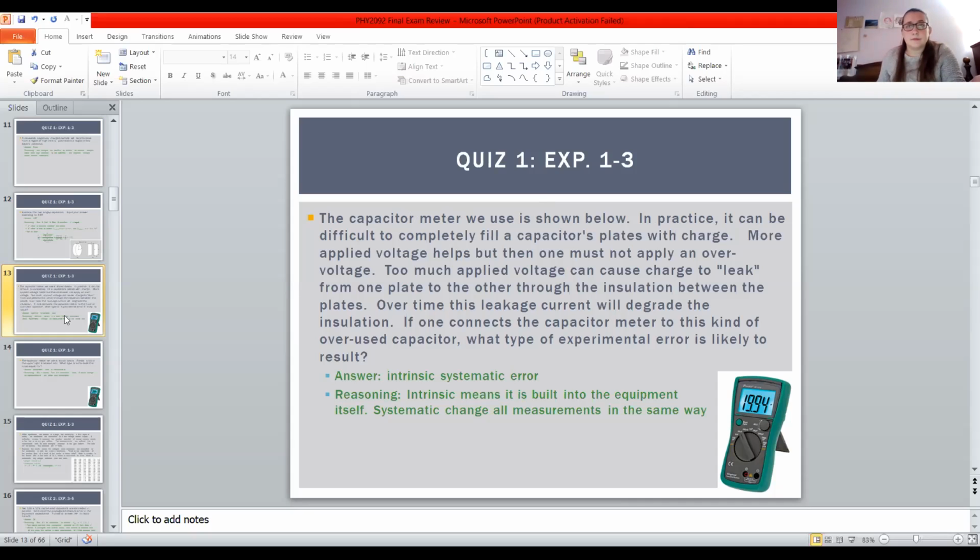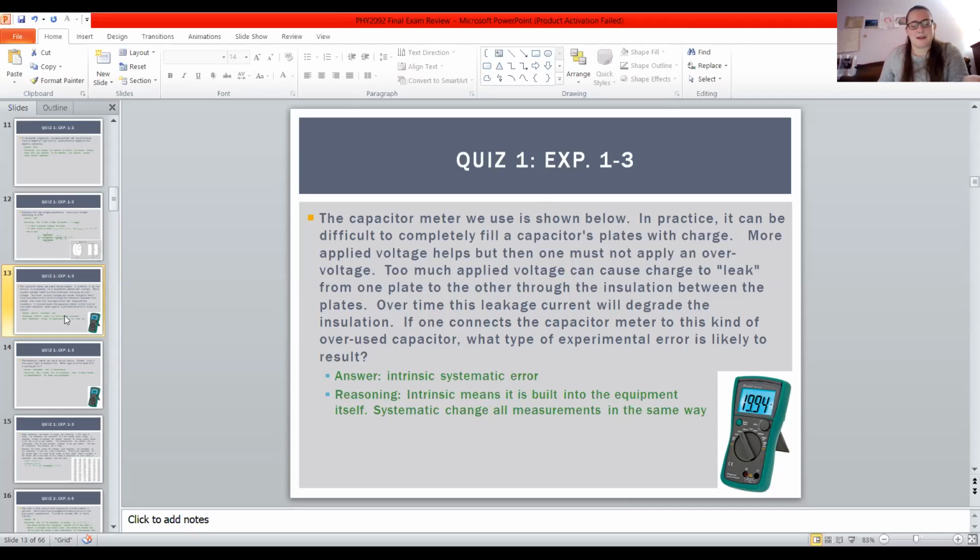Friction, not including friction, right? That would affect all of your measurements, and friction is built into the world. You can't really control that. So if we ignore friction, that's a systematic intrinsic error.